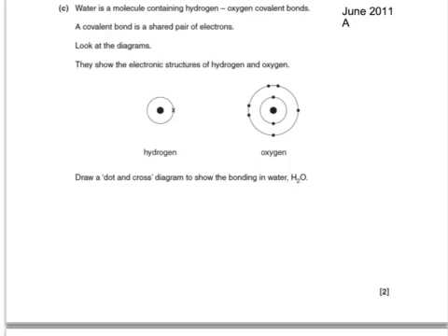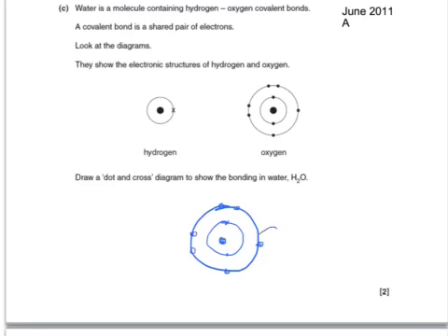This question is about the structure of the water molecule. We're given the atoms of hydrogen and oxygen and asked to draw a dot and cross diagram to show the bonding in water. So we're going to start off with the oxygen atom, which has got in its outer shell 6 electrons. So let's just draw the inner one there first, although it's not necessary. 1, 2, 3, 4, 5, 6, and that's going to overlap with 2 hydrogens.